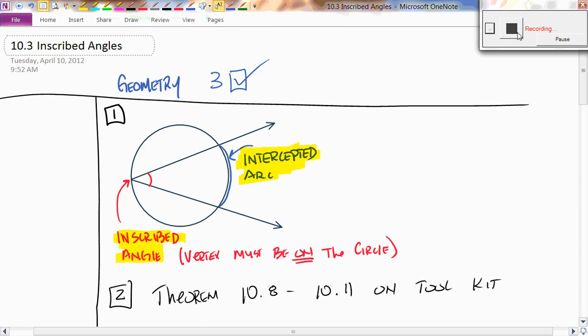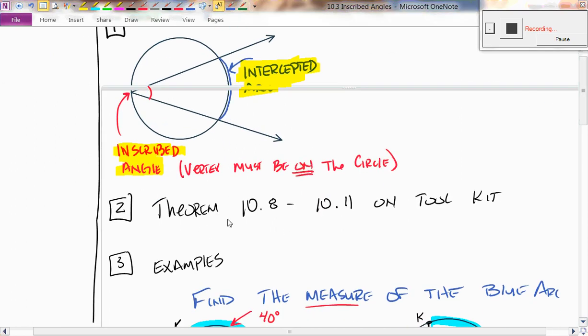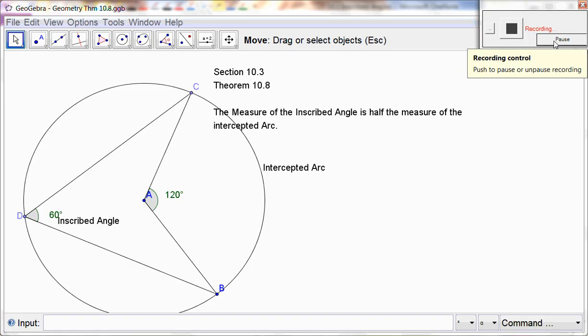All right, everyone feeling pretty good about the inscribed angle and then the intercepted arc? Yeah? Okay, that's the setup. Here's what we're doing now. Box number 2 is putting 4 theorems onto our toolkit. They're going to be 10.8 through 10.11. So set up your toolkit right now for 10.8, 10.9, 10.10, and 10.11. And then I'll show you each one. All right, 10.8. Here we go.